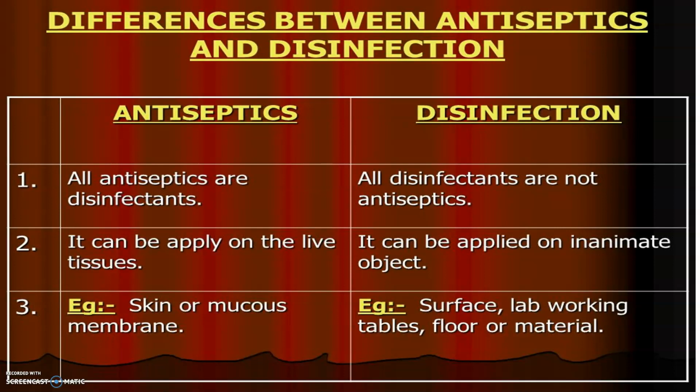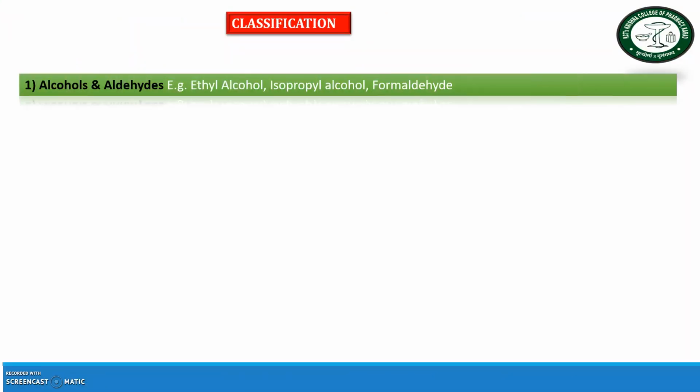Second point, antiseptics can be applied on living tissues. Means suppose your skin is cut, at that time we apply antiseptics, but for any sterilization process we use disinfectants. Means any inanimate object like a stool, platform or tables, we can disinfect that area by using disinfectants. Antiseptics we use only on skin and mucous membrane, and disinfectants we can use on lab work, tables, floor, and material.